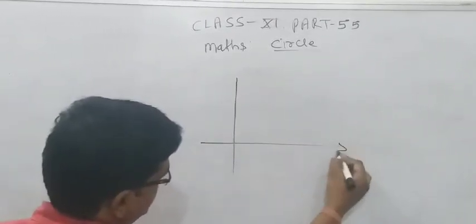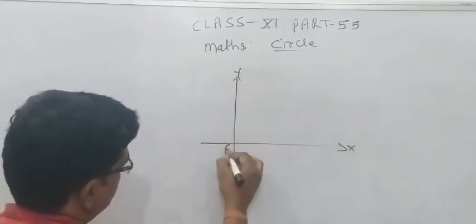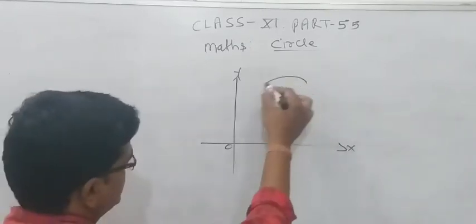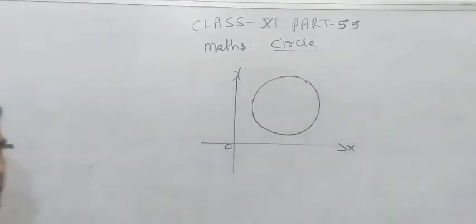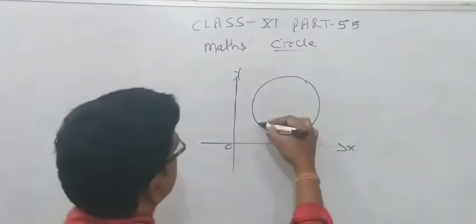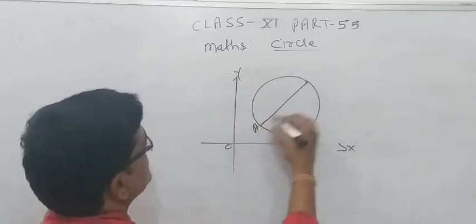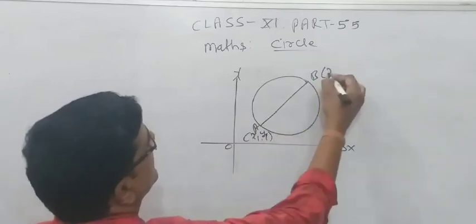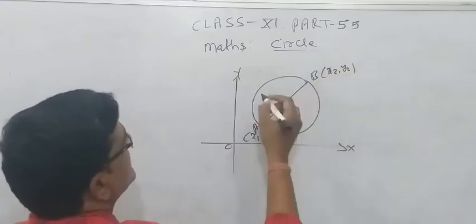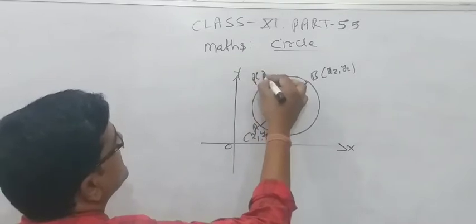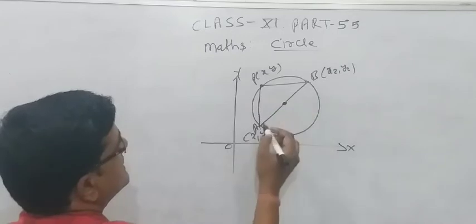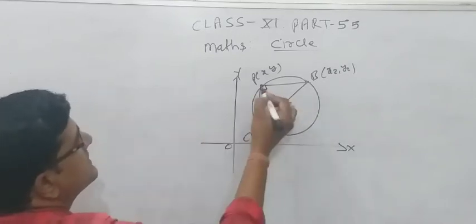If any circle is given, with x and y axes and this is the origin, clear? This is the origin. And if a circle is given, then take the coordinates of the points of the diameter. Suppose A and B are (x1, y1) and (x2, y2), and suppose P is a point (x, y) on the circle. Clear? Now this is the center.